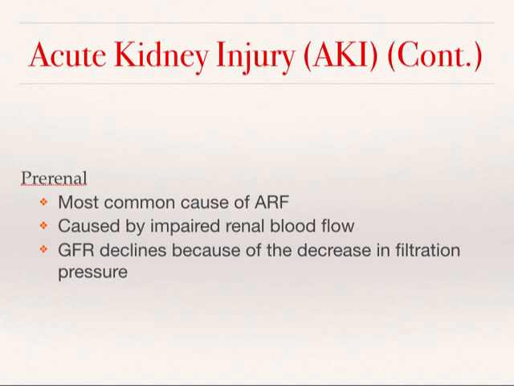Prerenal is the most common cause because it's related to blood flow. Anything that decreases blood flow to that kidney is going to decrease GFR, basically the pressure in the kidney, similar to thinking about oncotic pressure and blood flow through there. If you decrease that, you're going to have a decrease in filtration as well. That decreases the function of the kidney, because your GFR is looking at how well your kidney functions. So the most common cause is related to impaired renal blood flow.